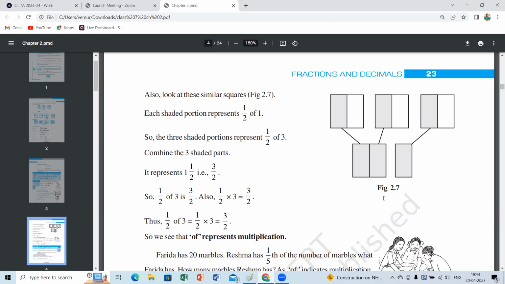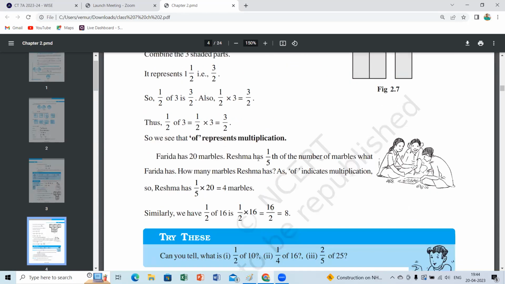So half represents multiplication here also. Not only a single condition, it is a generalized statement. Suppose half of 16. What is the value of half of 16? 8. I got half of 50 marks in today's test. That means how many marks I got? 25. Very good, 25 marks.